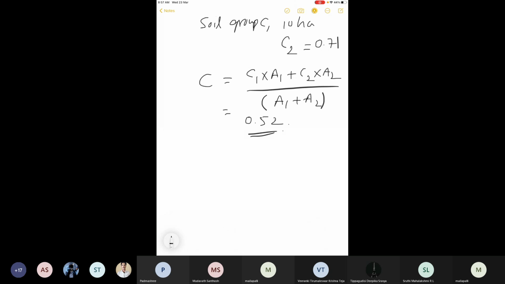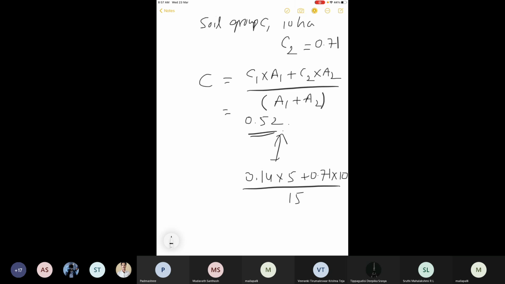So how do you get this? You get 0.14 into 5 hectare plus 0.71 into 10 hectare divided by 15 hectares. You get that.